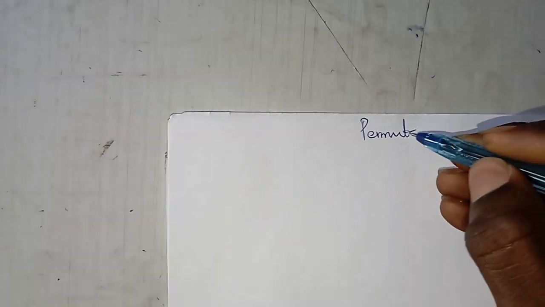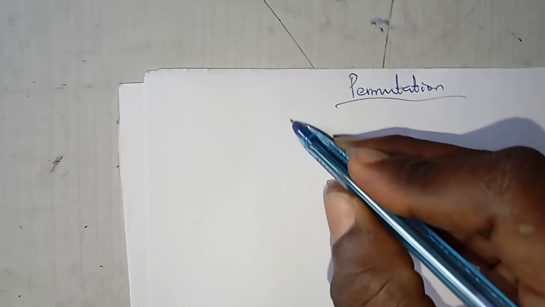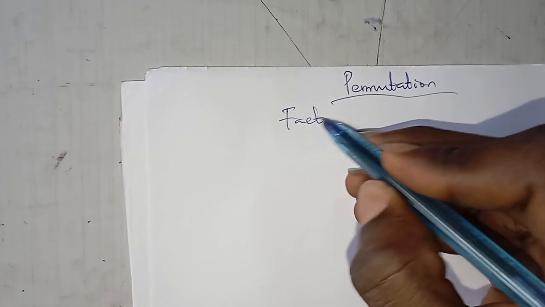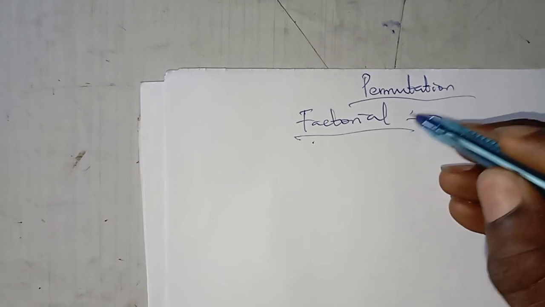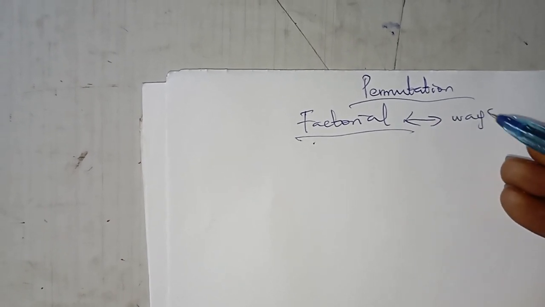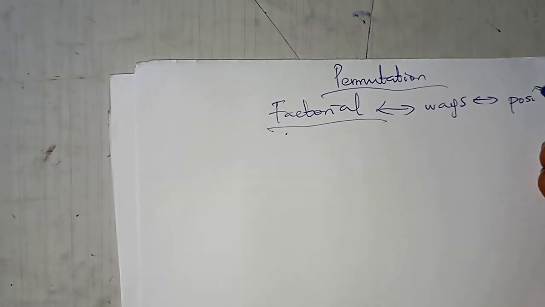Today we're going to be treating permutation. I did not say combination, I said permutation. So we'll do permutation. In our next class we'll treat combination. Before we treat permutation, I want us to first of all understand this word factorial, because this is like the units for permutation. Another name for this word factorial is ways, or you say position.